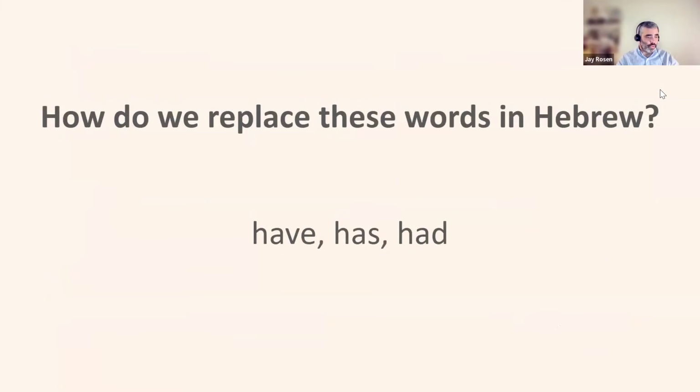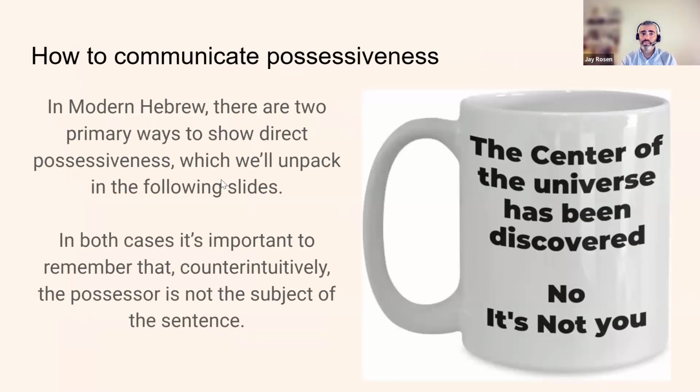Now, I'm going to quickly go through this part because we have already covered this in a whole lesson just on possession, right? Have, has, or had, right? How do we indicate those things in Hebrew, right? Modern Hebrew, there are two primary ways to show direct possessiveness, which we'll unpack in the following slides. We've all gone over this before, but I'm including this in one big lesson because I think it's important.